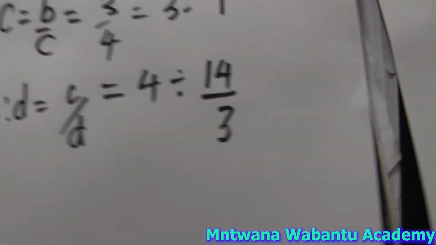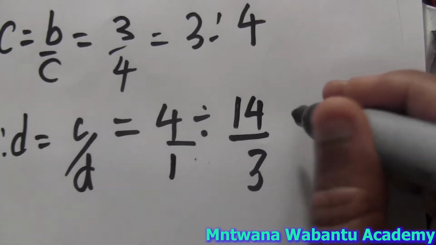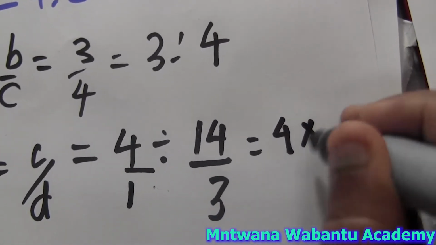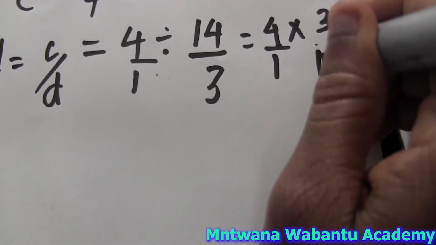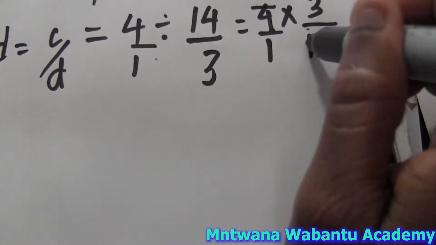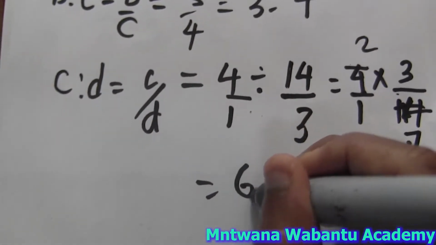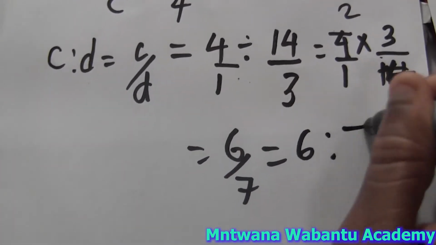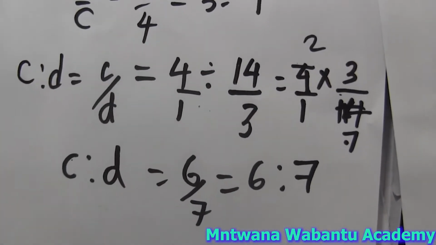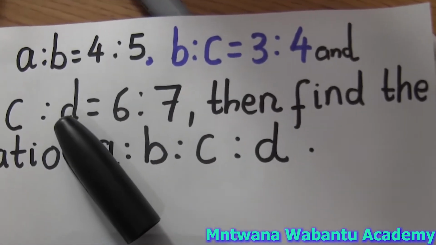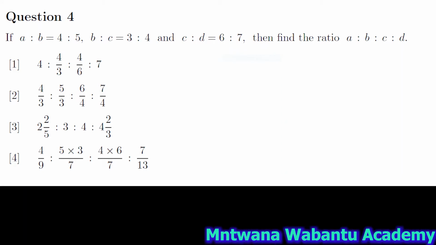Okay. So what are we going to do with this one? Easy, man. So I can say this is like over 1. So let's say 4 multiplied by flipping. So 4 over 1 multiplied by 3 over 14. By 2, 2 by 2, 7. So this is going to be 6 over 7. Or you can say 6 ratio 7. And this is C ratio D. Oh, so it's true, because this is the same as 6 ratio 7 for C, D. So in that case, our option 3 is the answer.